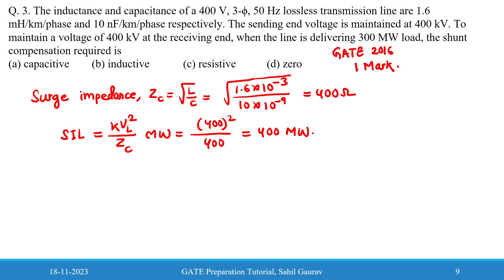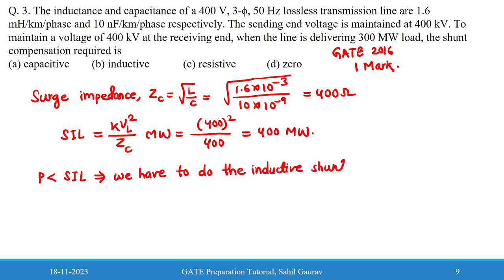Now we are given 300 megawatt. As we have seen, if the surge impedance loading is more than the load connected at the receiving end, then we have to do the inductive shunt compensation.